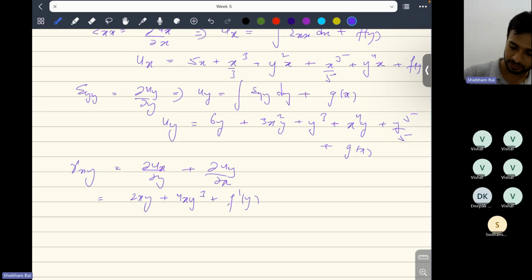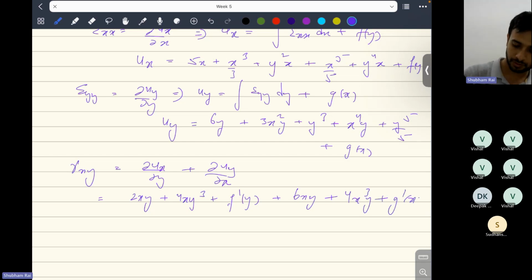Now if you differentiate this del uy by del x, this term will go to 0, here you will get 6xy, this term will go to 0, here you will get 4x cube y, this term will go to 0, here you will get g prime x. Finally what you will get is 6xy plus 4x cube y plus g prime x.